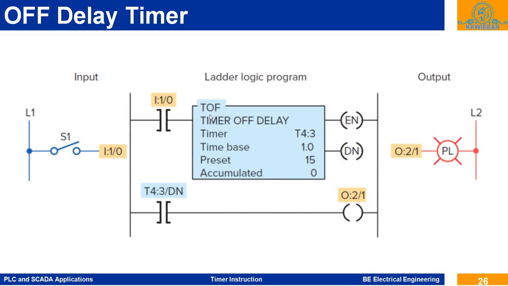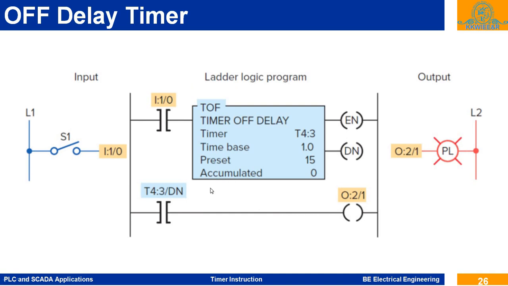So again, the TOF instruction. This is a description of the TOF timer address T4:3. In the T4 file, the third timer is used, the third element out of 256. Time base is 1. The preset value here is 15 seconds. The accumulator is by default 0. When this instruction is true, it will start incrementing. And the done bit T4:3/DN is used to turn on or off the pilot lamp.